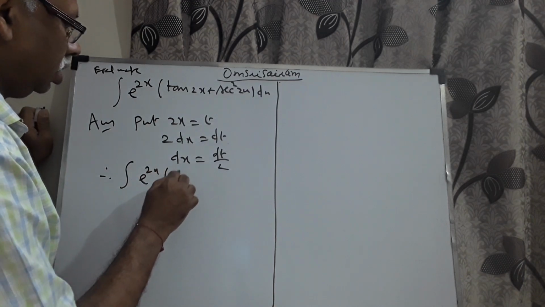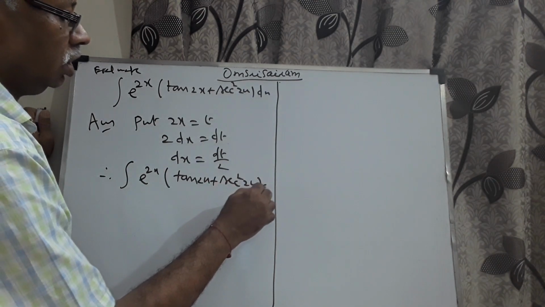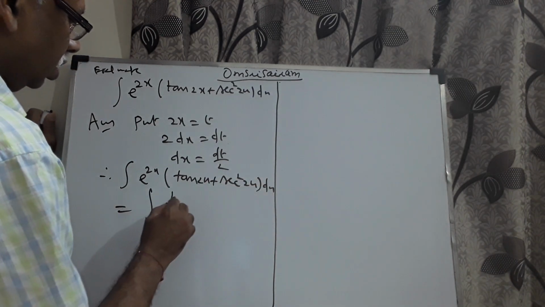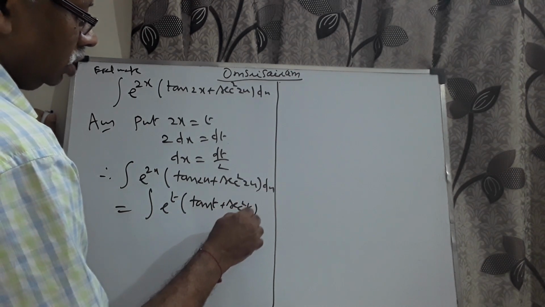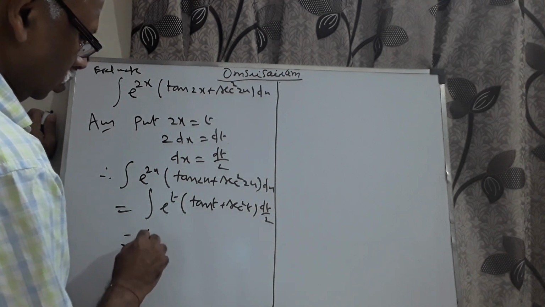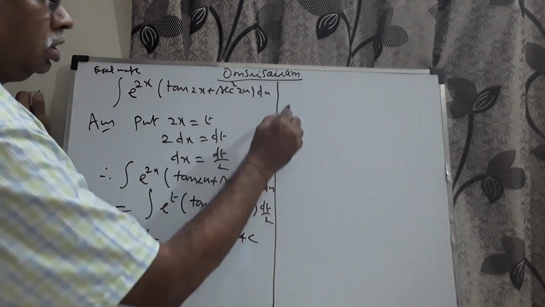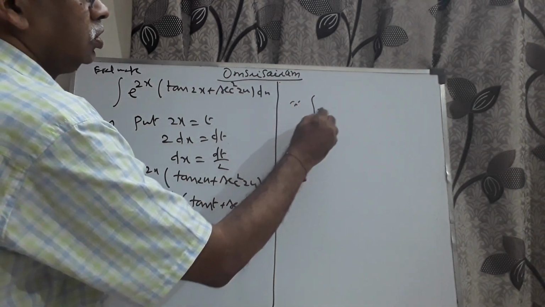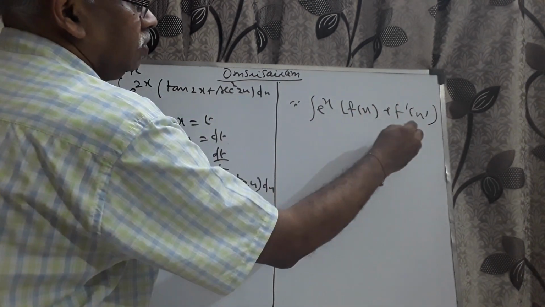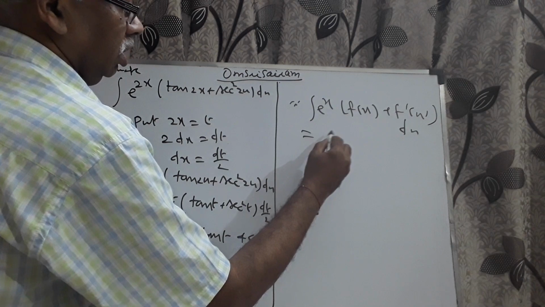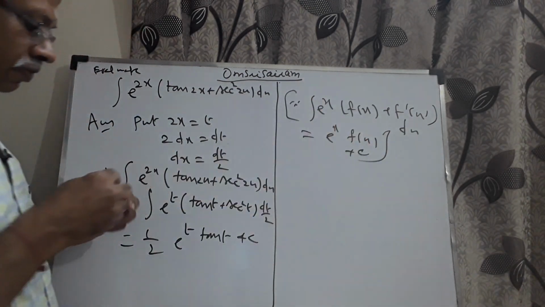Therefore, integral e power 2x into tan 2x plus secant square 2x dx can be written as integral e power t into tan t plus secant square t into dt by 2, which is half e power t tan t plus c, since integral e power x into f of x plus f dash of x dx in general will be e power x into f of x plus c. It's a very standard result.